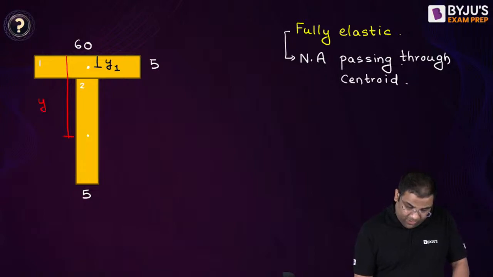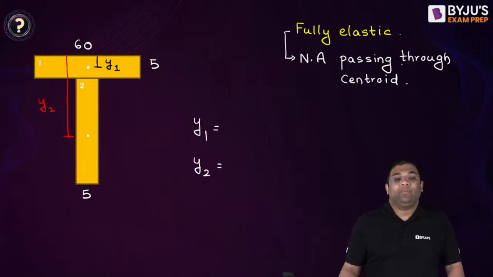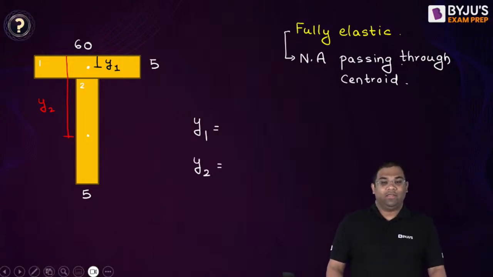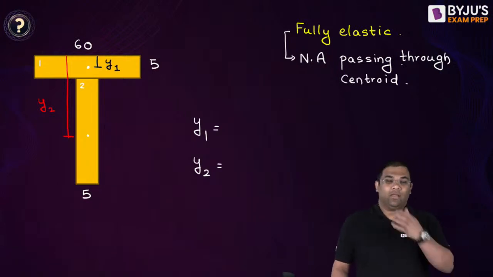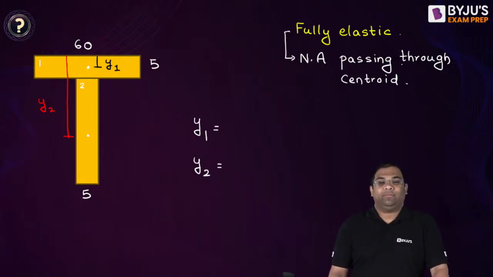Can you tell me what will be y1 and y2? Tell me. Chalo, you also do some things. What is y1, y2? Very simple. Centroid means half. What will be y1? What will be y2? Tell me.